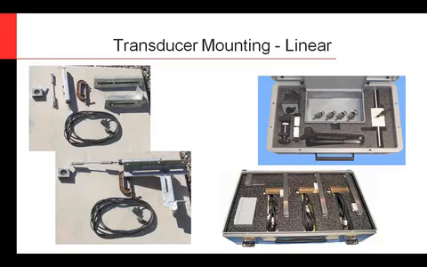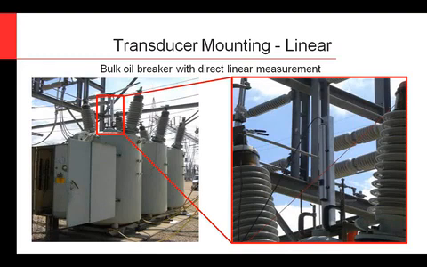So I'll first talk about a linear transducer mounting. Here's an example on a bulk oil circuit breaker, and most of the bulk oil circuit breakers out there use a linear transducer. I have seen some rotary ones, but generally you can hook up this linear, and the nice part about it, if you zoom in right here, is it connects exactly to the interrupter. So you're measuring a 1-to-1 ratio right on the stroke of that interrupter.